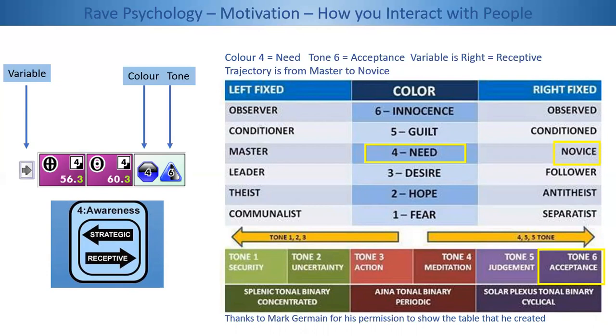So for this person's colour 4, which is need, and tone 6, which is acceptance, puts that onto the right variable. So it's receptive awareness. And there's a trajectory given here. So during the course of this person's life, they're actually going to move from being a master of something to a novice. So somebody who as a child may be quite proficient at something and who moves through their life into actually learning, becoming a novice in something new. So that pull towards novice.